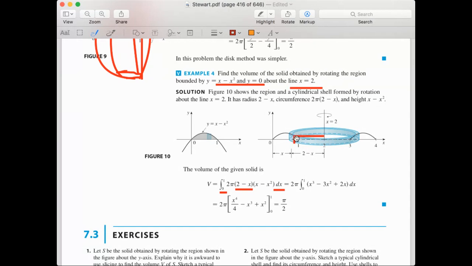The thickness of this, or the height of this cylinder, is this piece. It's the function value, so it's f of x. Then dx. So the rest is just calculation. The rest is easy. It's just about figuring out the r. 2 pi is constant, so we just need the radius of the circle and the height of the cylinder.